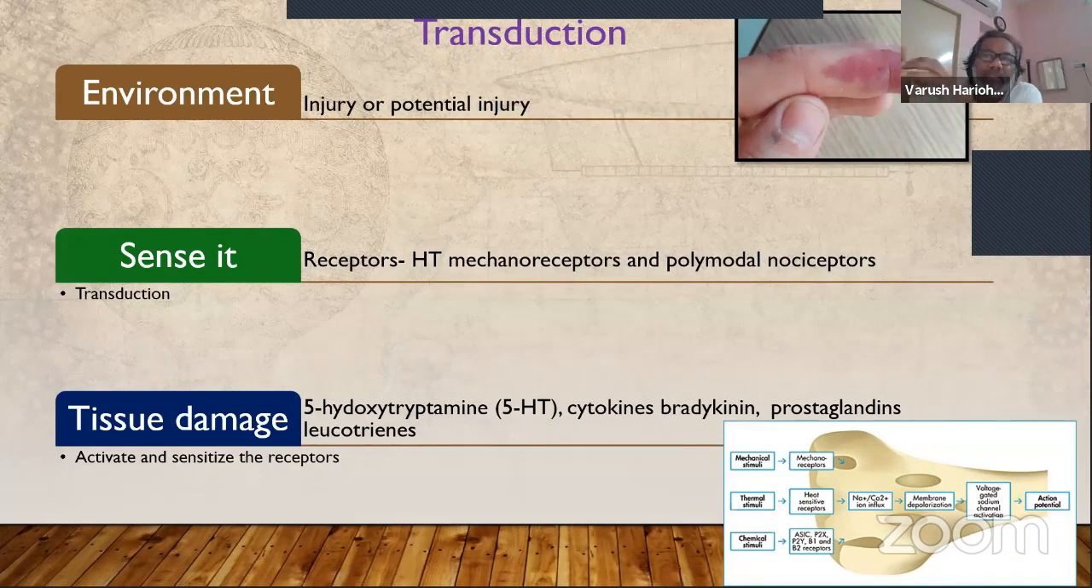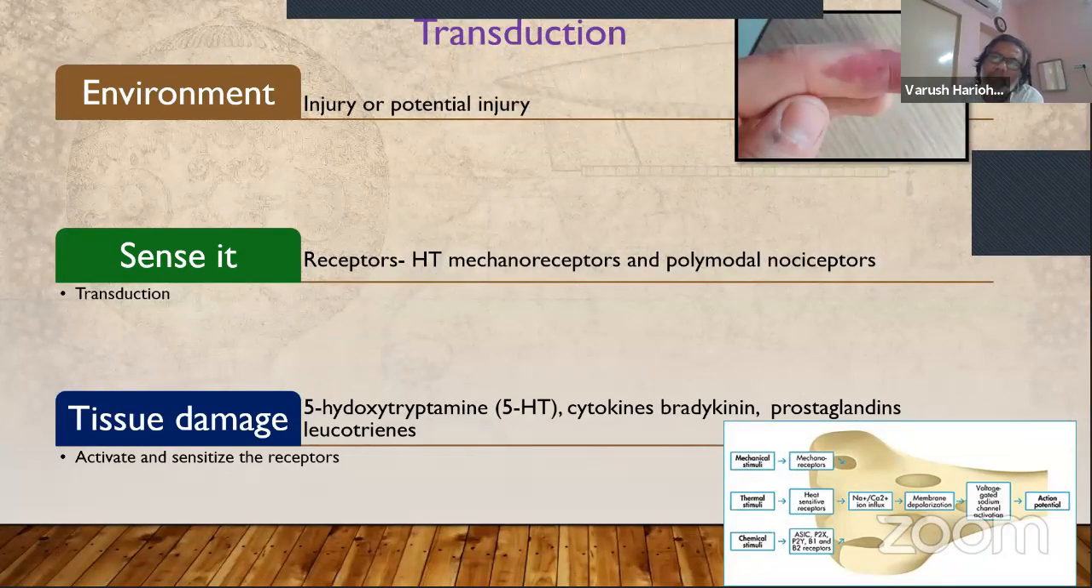It can be heat, right? Thermal receptors. It can be mechanical. Somebody can hit you with a stick, or you can fall down from a bike, or it can be chemical, right? You're touched by some chemical, you drank something, so there is pain in your stomach. Remember, pain is also from your visceral regions. So all these receptors have to be active.